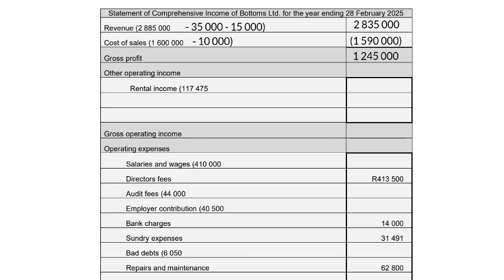To calculate the other operating income, we will start with our rental income. We start with our balance of 117,475, and then we are going to minus the 24,495 Rand that we calculated from adjustment 2.10. That then gives us a brand new total for rent income of 92,980 Rand. We are also going to include the bad debts recovered of 1,000.